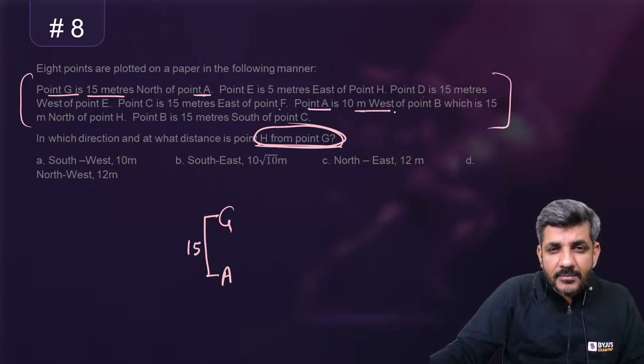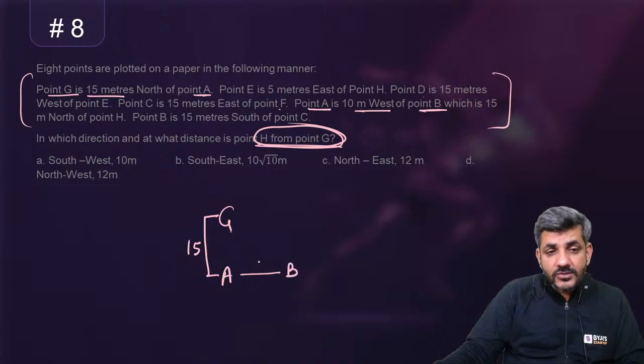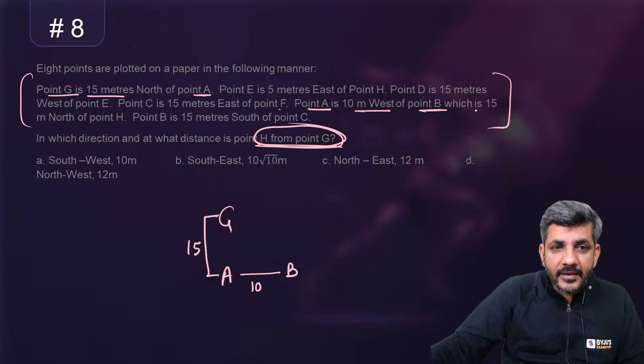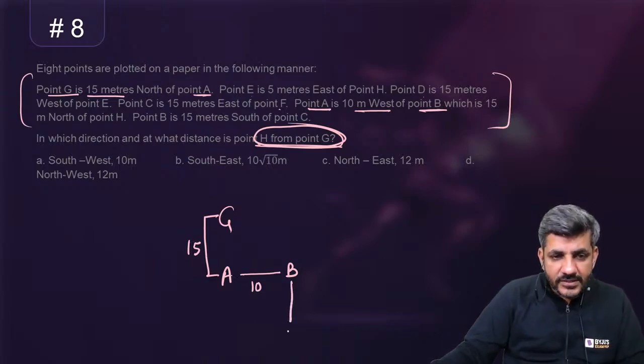Point A is 10 meters west of B. That means B must be here, so that A is 10 meters west of B. Which means B is 15 meters north of H. So H would be here.